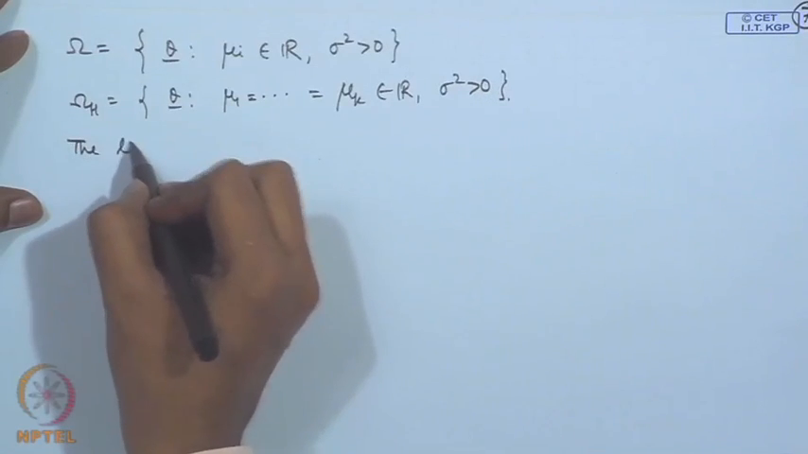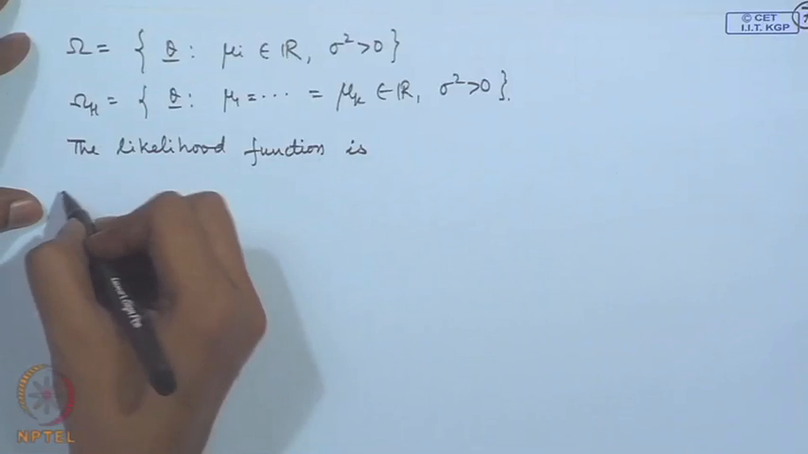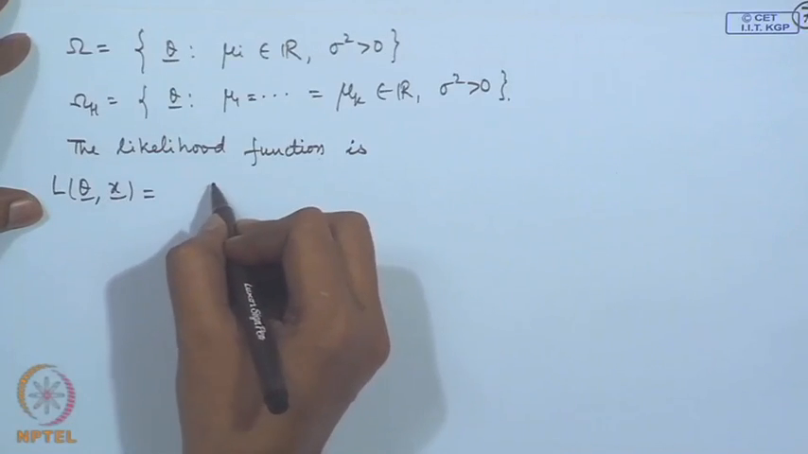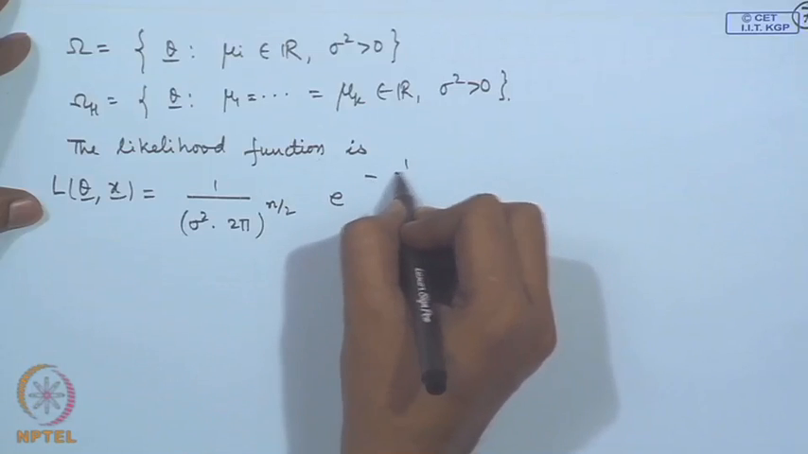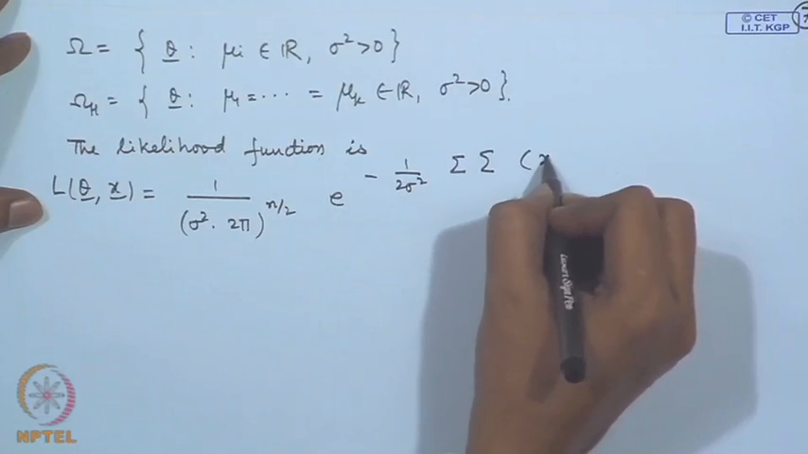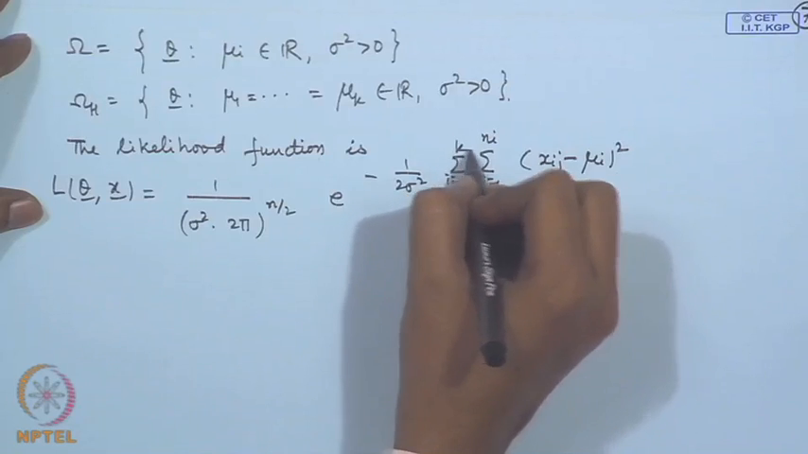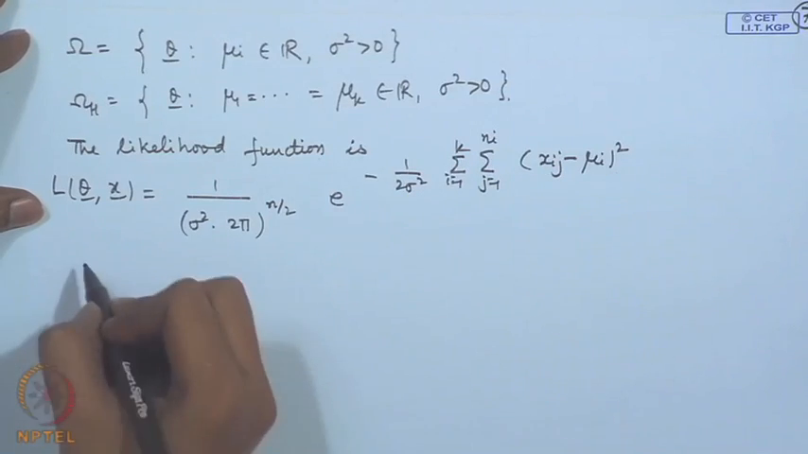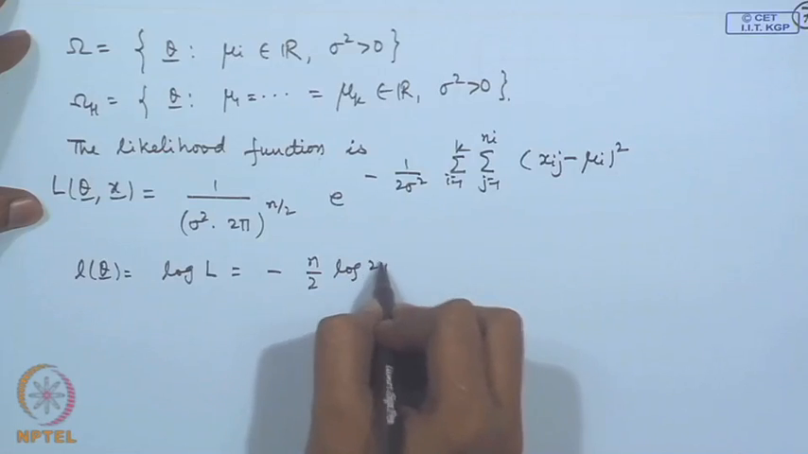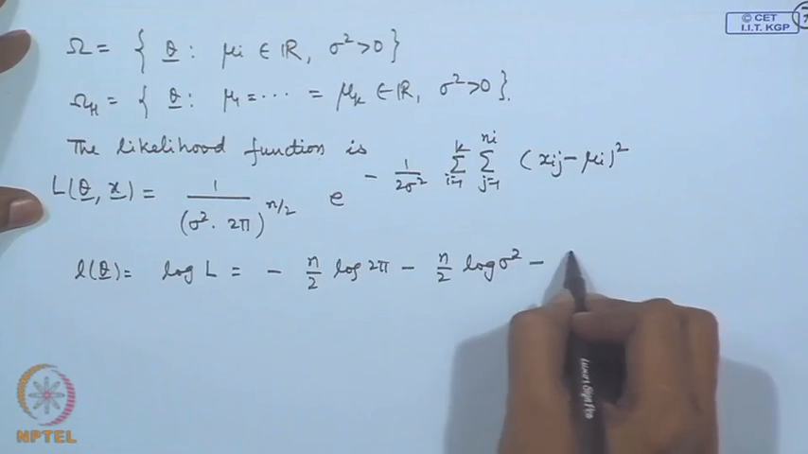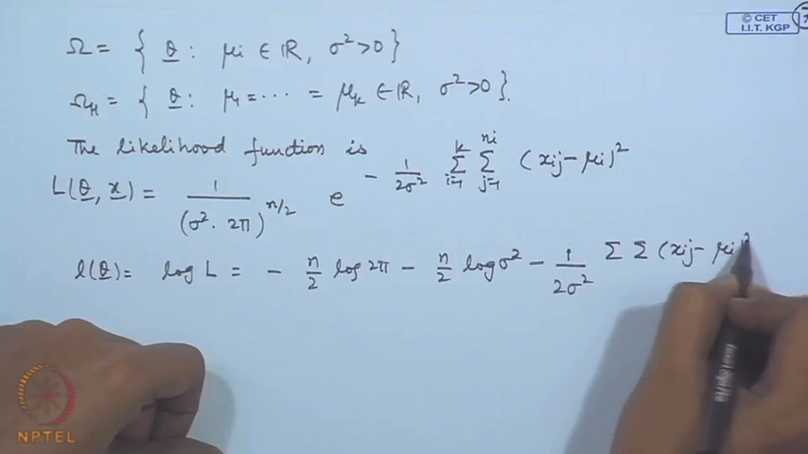Now, the likelihood function is L theta x, that is equal to 1 by sigma square 2 pi to the power n by 2, e to the power minus 1 by 2 sigma square sum of x i j minus mu i square, j is equal to 1 to n i, i is equal to 1 to k. So, we take the log likelihood here, that is minus n by 2 log 2 pi minus n by 2 log of sigma square minus 1 by 2 sigma square sum of x i j minus mu i square.